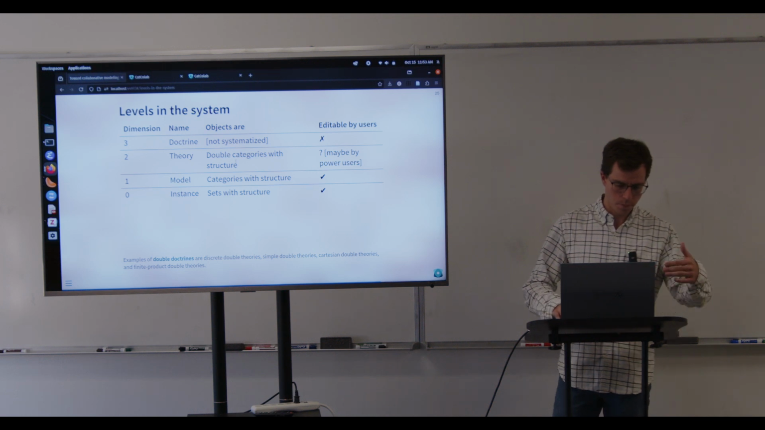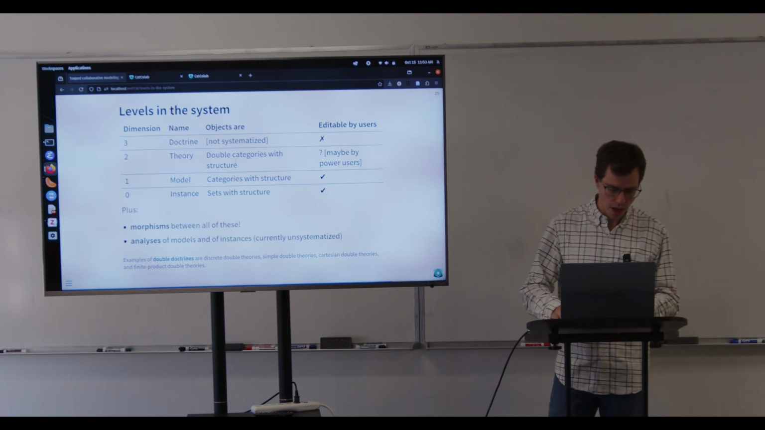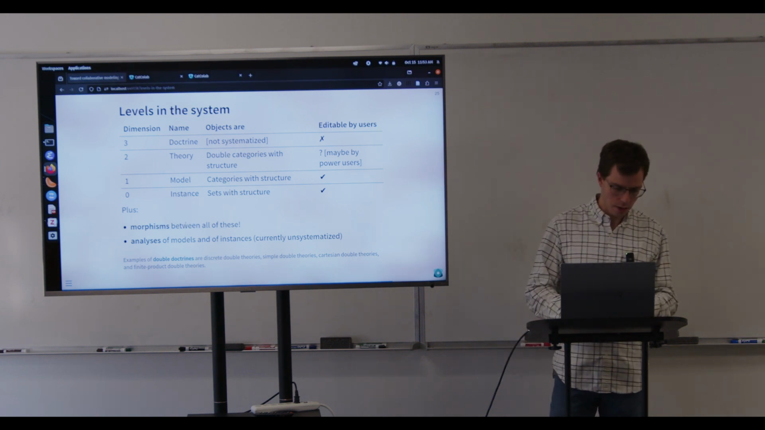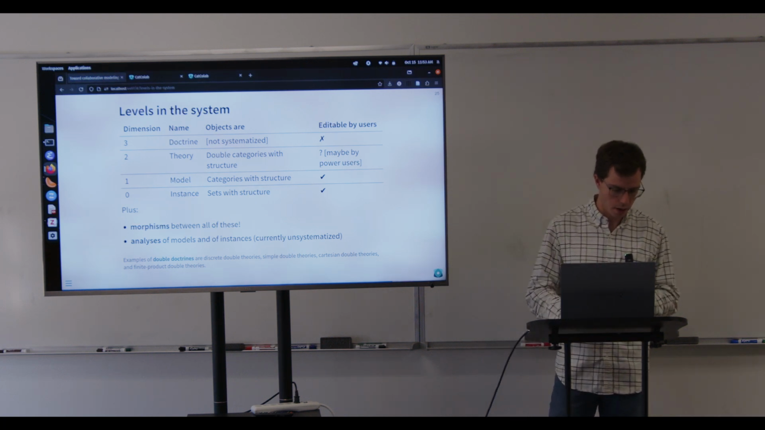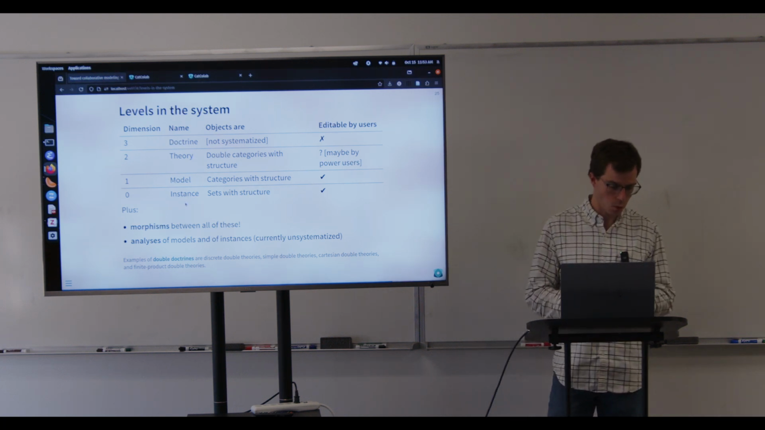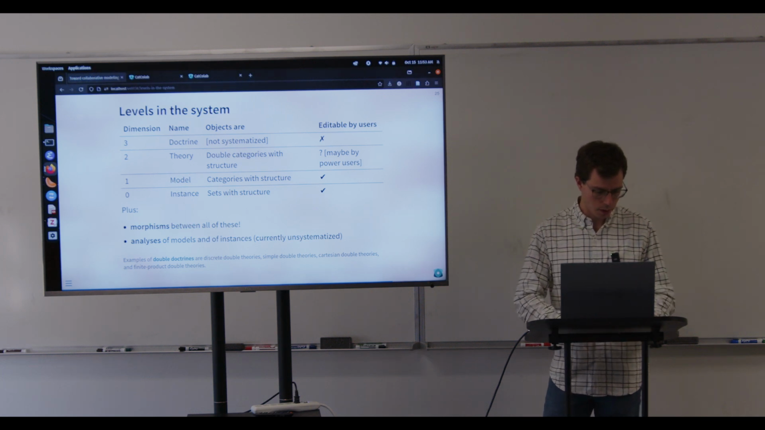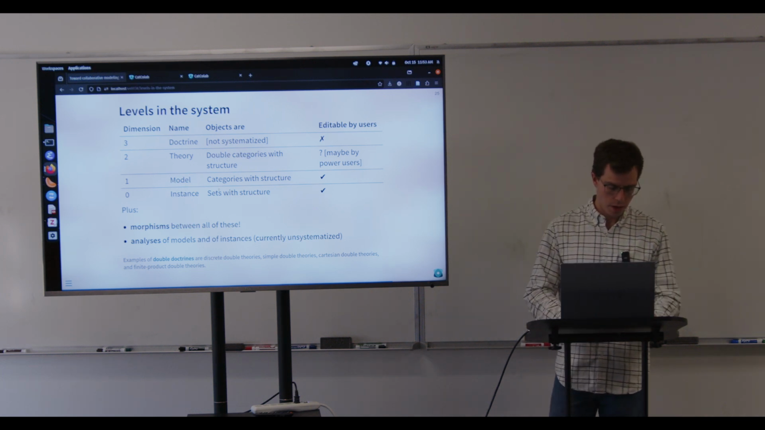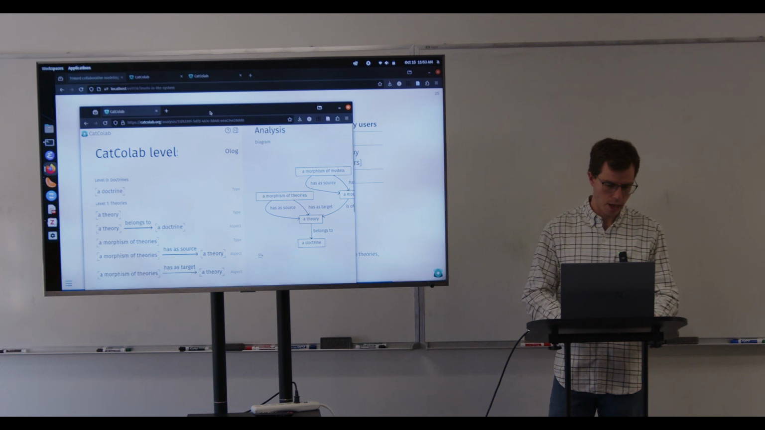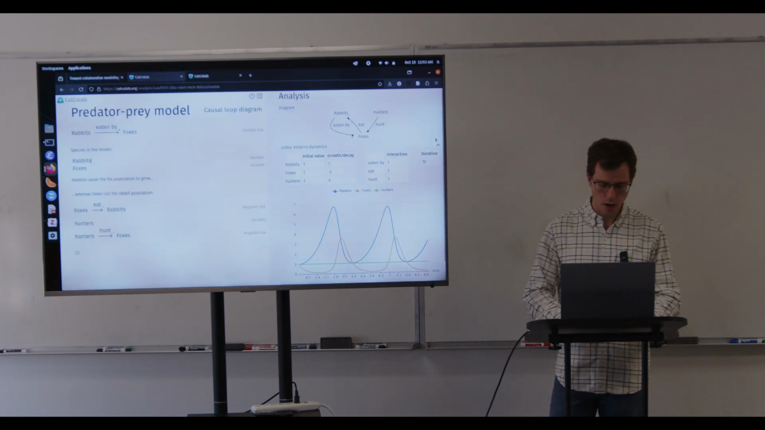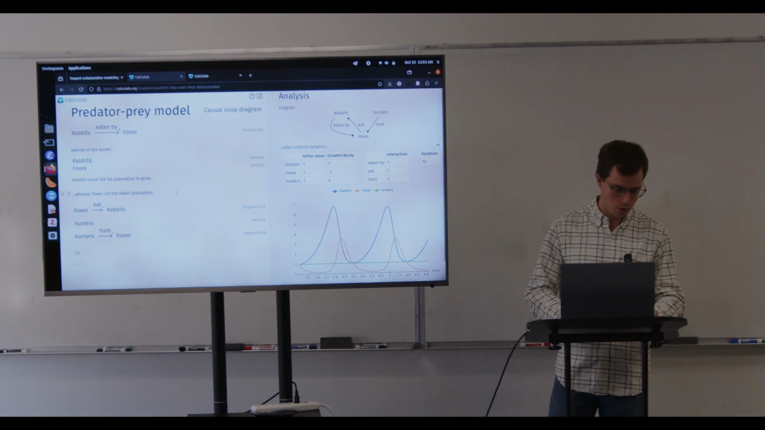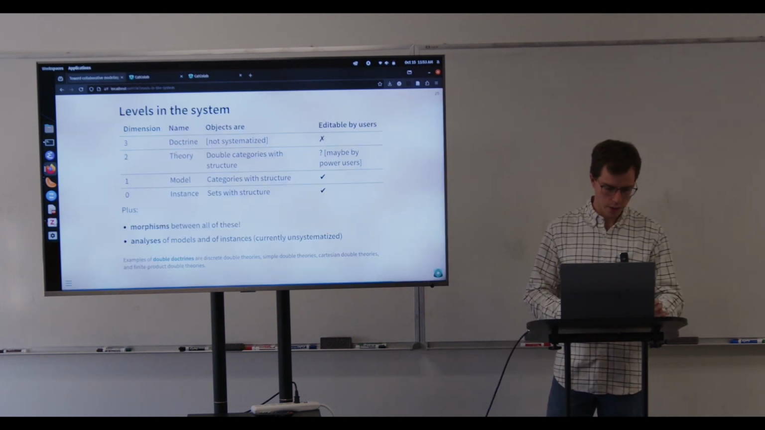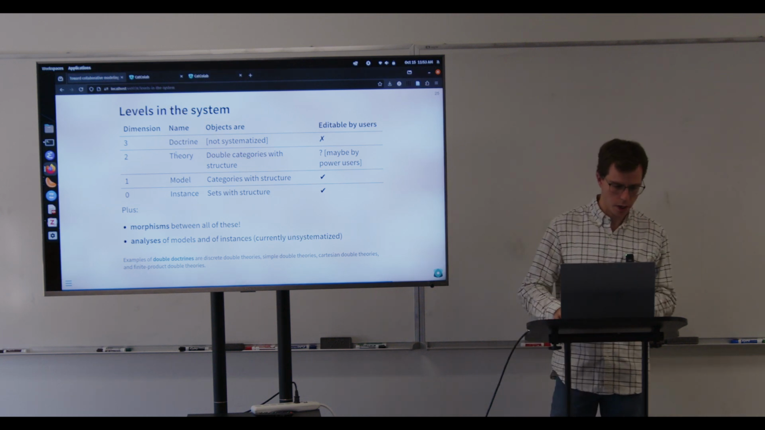So there's this hierarchy. There's really a lot here to explicate and explore. Between all these different things, there are also morphisms. And then in the tool, you can see something currently which is not even fitting into this formal structure at the moment, which is these analyses, which are more ad hoc ways of attaching outputs, be they visualizations or other kinds of things, to models. This is a little bit of the ontology, so to speak, of the tool.